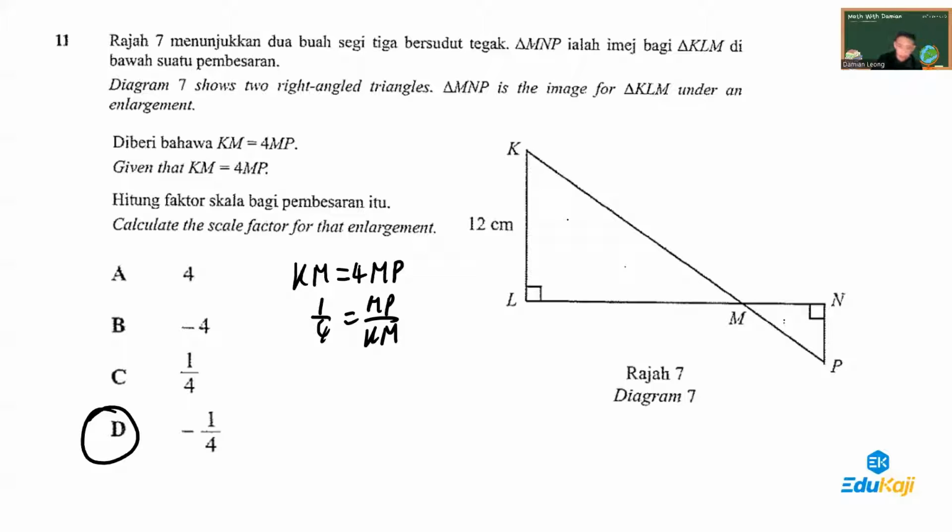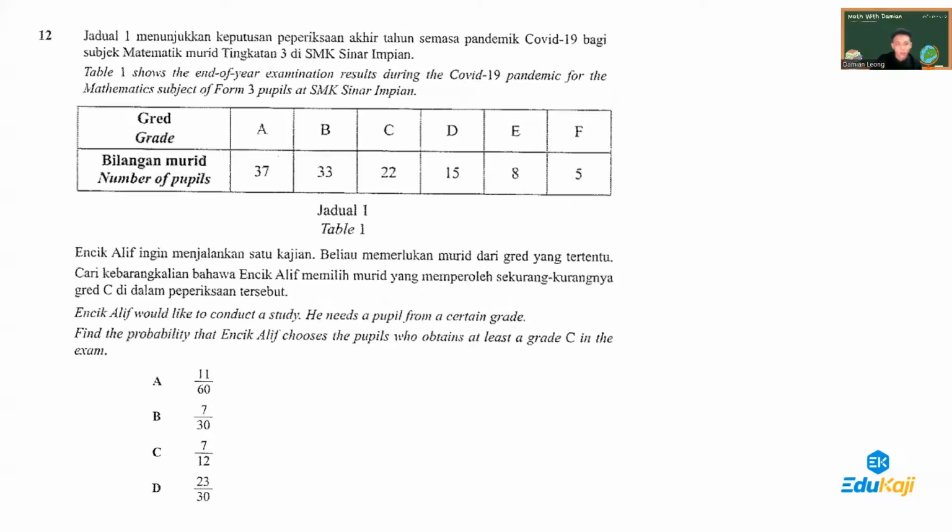Okay, if it's positive, it must be the same direction, same orientation. It wouldn't be upside down like this. Yeah, it will be this way like this. So that is question 11. The 12 cm has no use. It's just there as a red herring to confuse you.